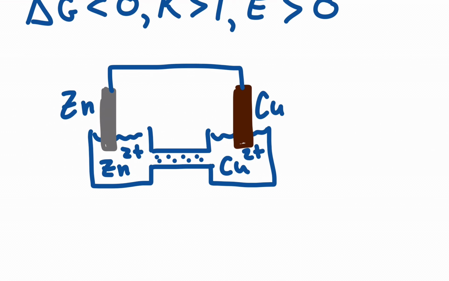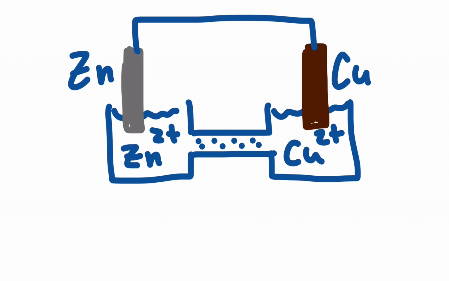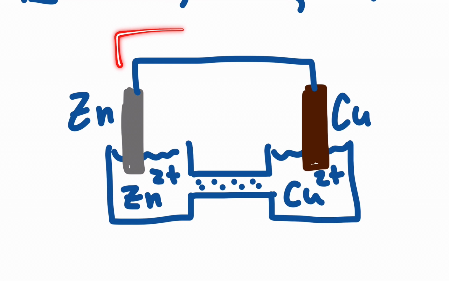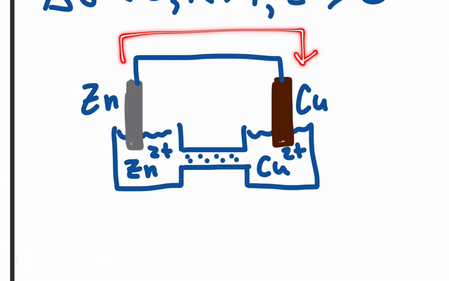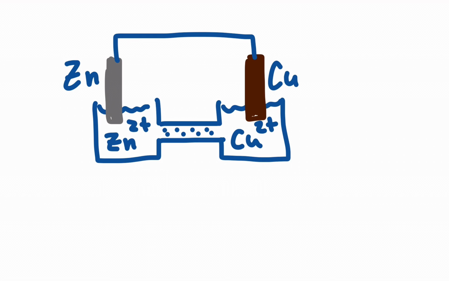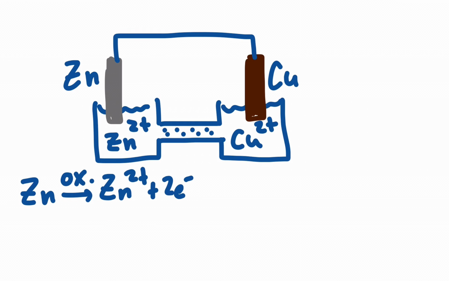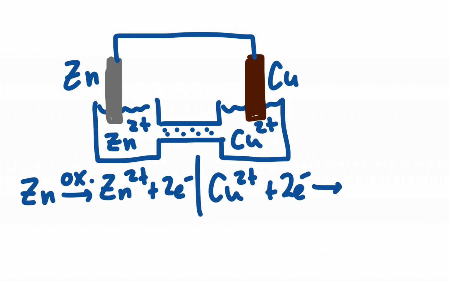So what's happening in these half cells is we've separated the oxidation from the reduction, and we've forced electrons to travel through a wire. And then there's some terminology that goes with this. The oxidation that will occur in this case is zinc getting oxidized to zinc ion and losing 2 electrons. And on the other side, the copper ion gets reduced to copper metal.